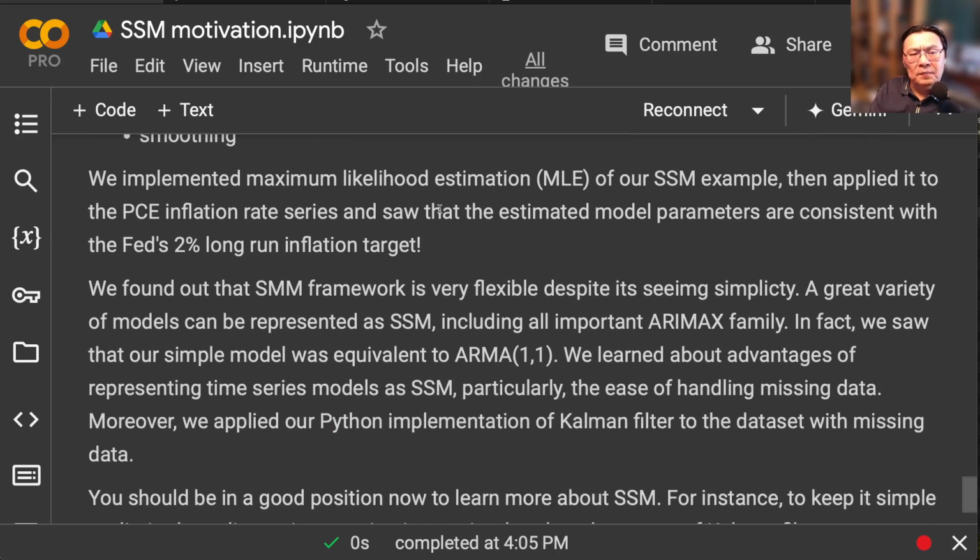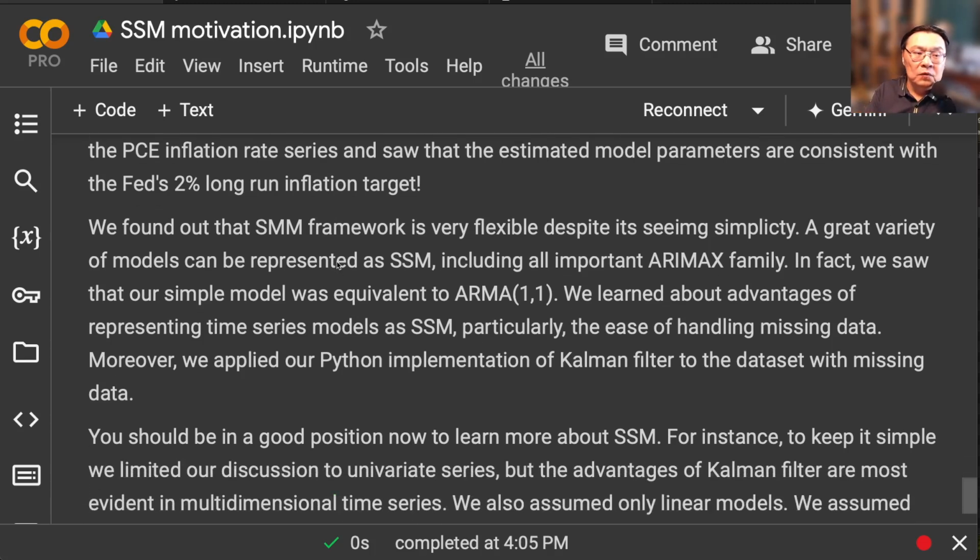We also implemented maximum likelihood estimation, because the Kalman filter can easily produce the log likelihood, which we can then use to iterate through different sets of parameters and find the best, optimal set of parameters. And we applied this to fit this very simple model to PCE inflation, and we saw that its estimated long-run mean inflation is actually consistent with the Fed's target of 2%. Hooray.